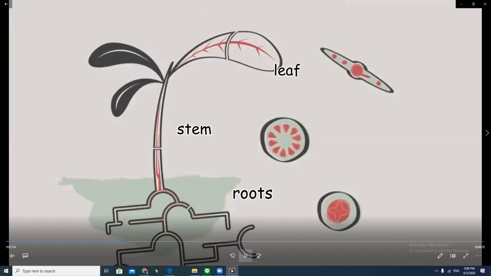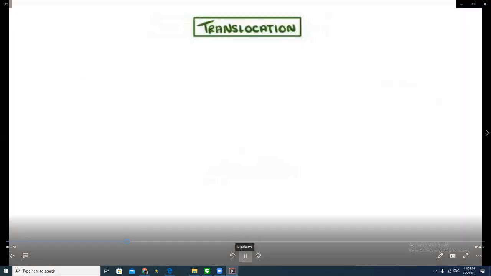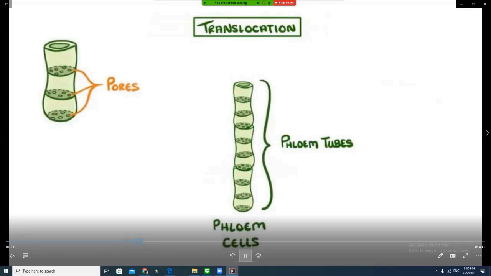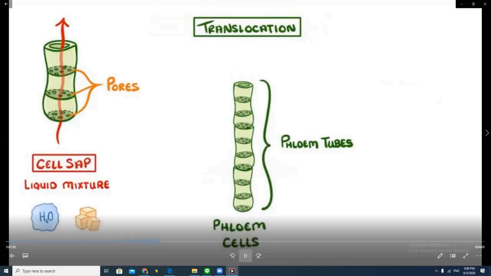Why do they need this transportation? Let's start with translocation. Translocation is carried out by phloem cells connected together to make phloem tubes. These phloem cells have pores that let the cell sap transport the water and the sugar. The pores are gaps. It's a long chain, so it can travel a long distance.